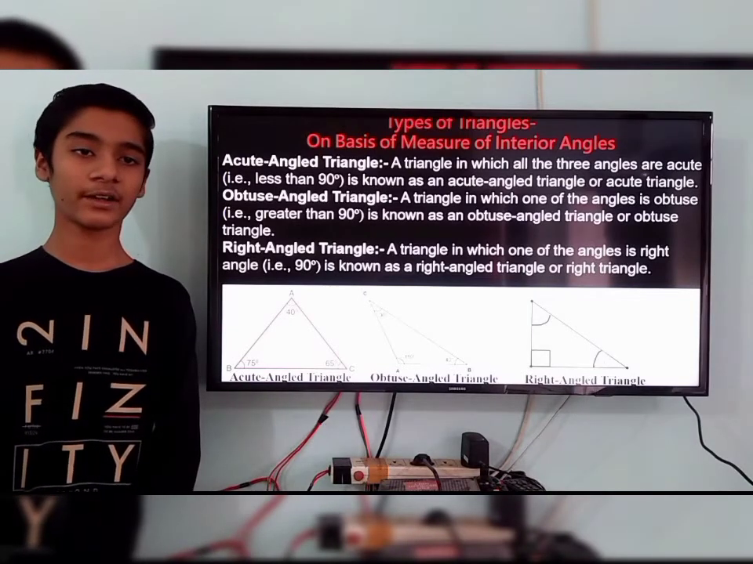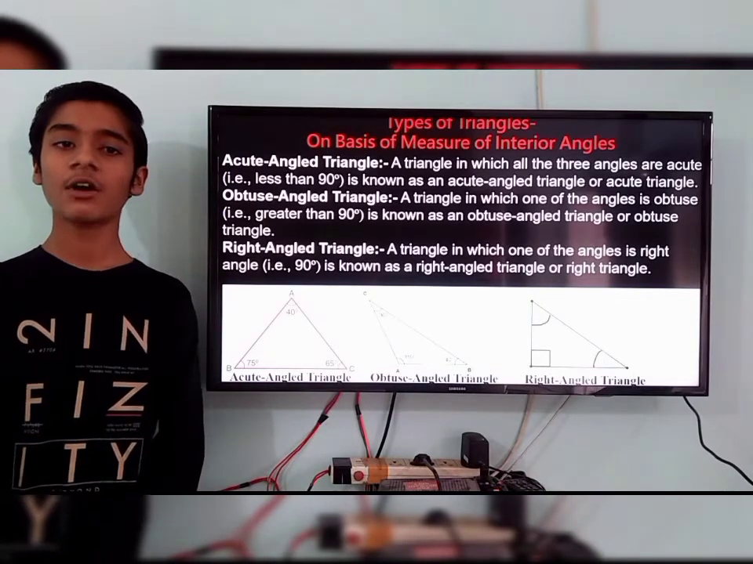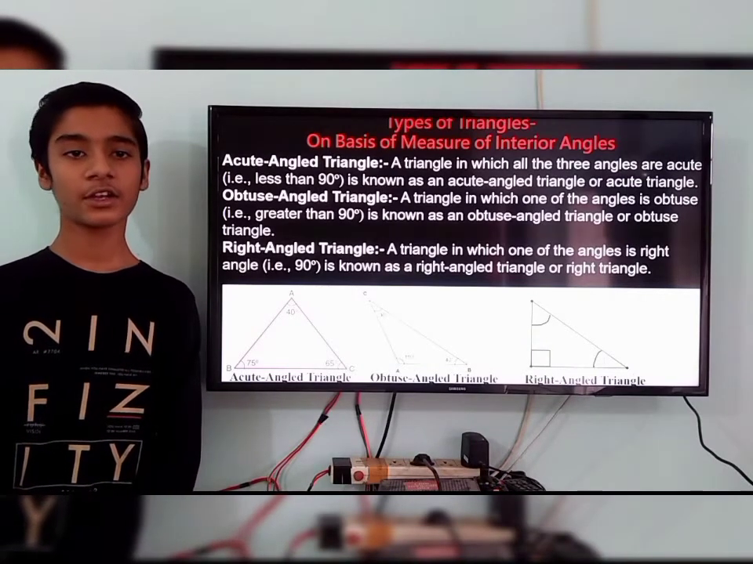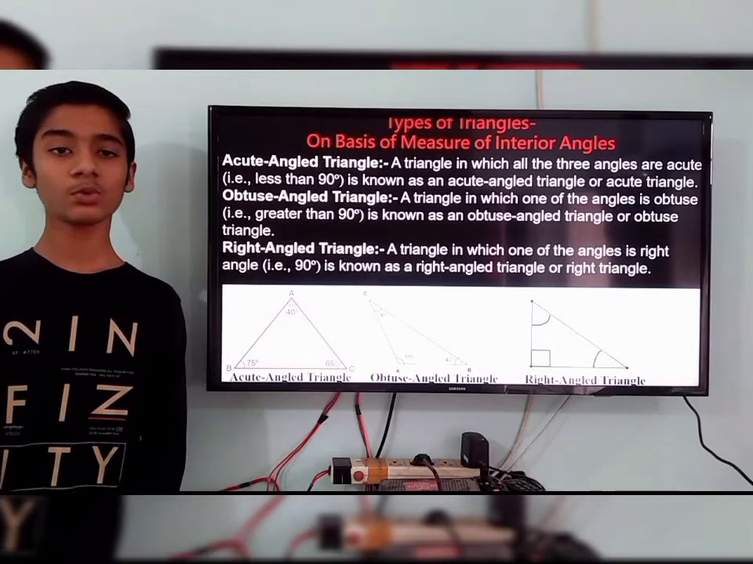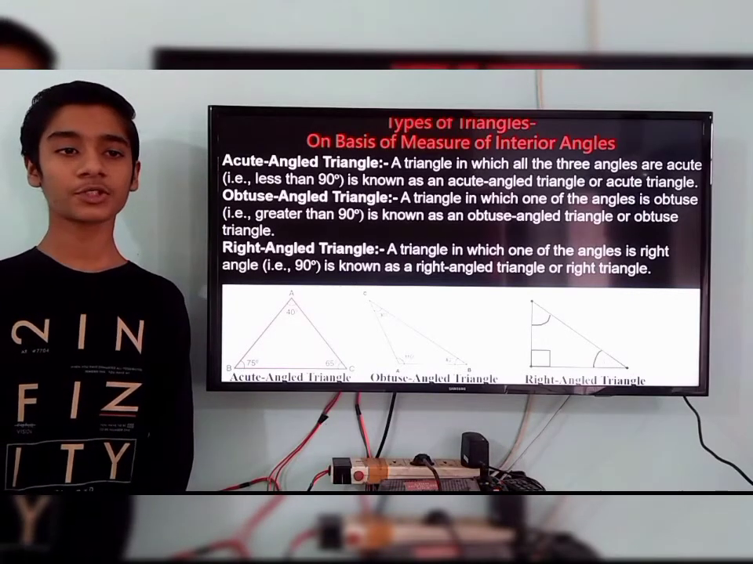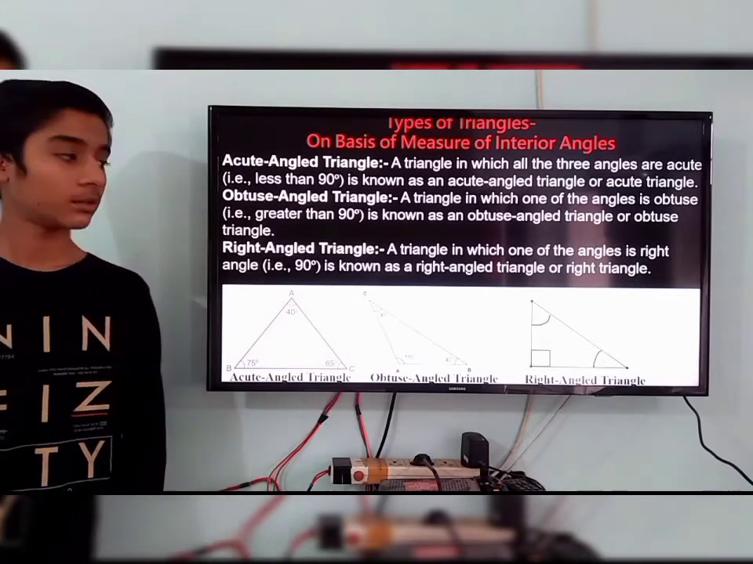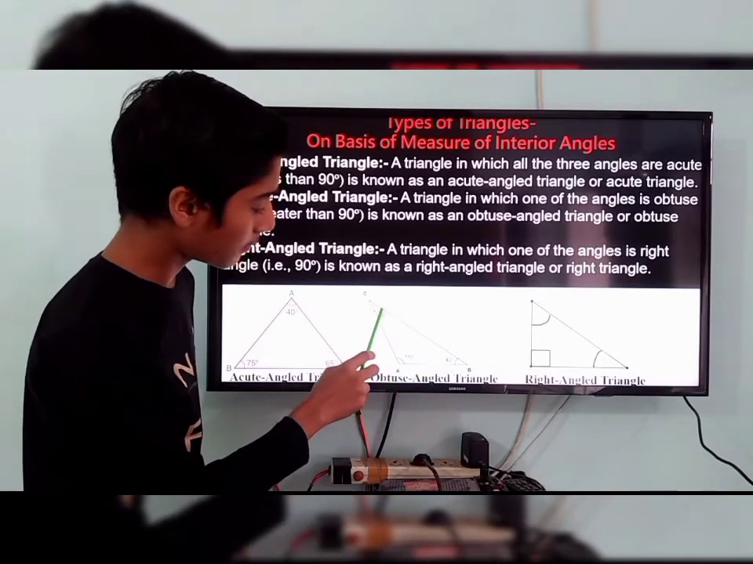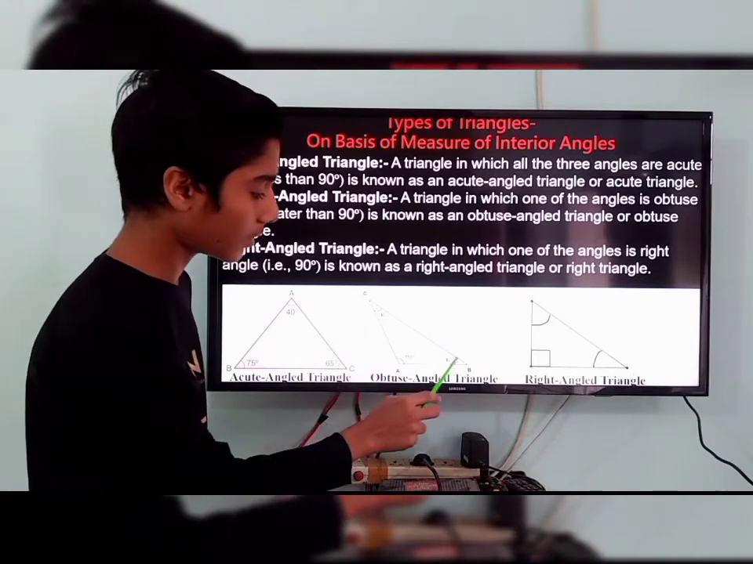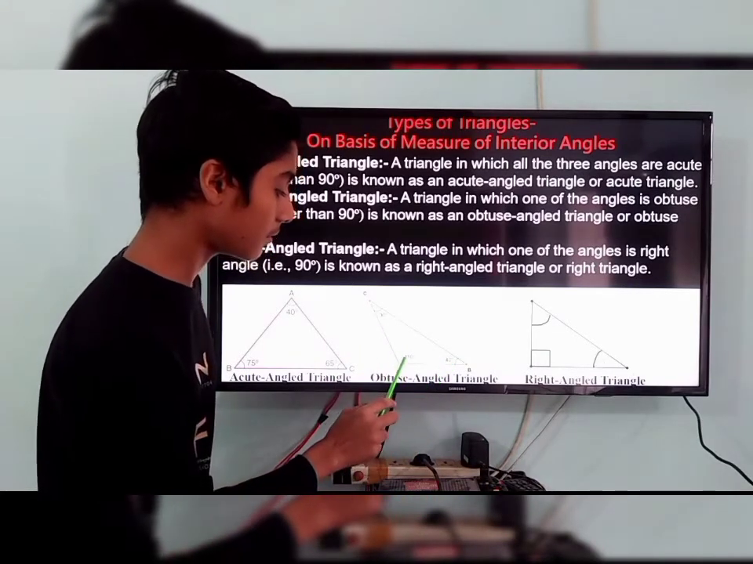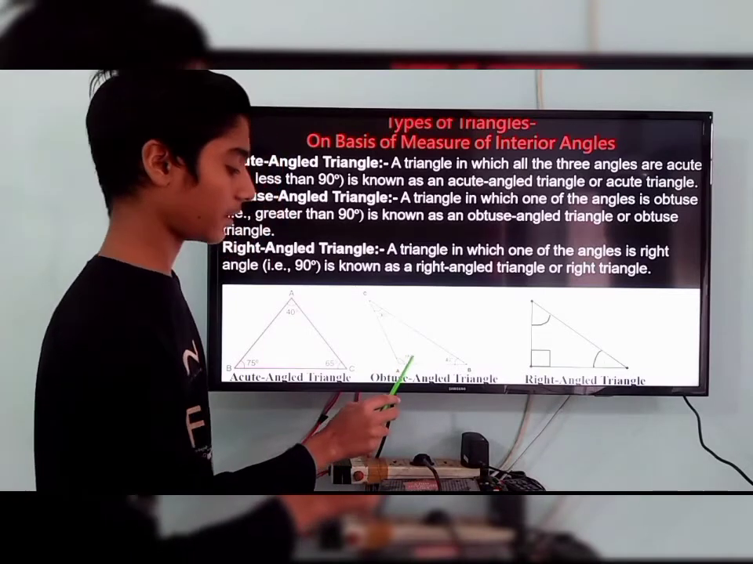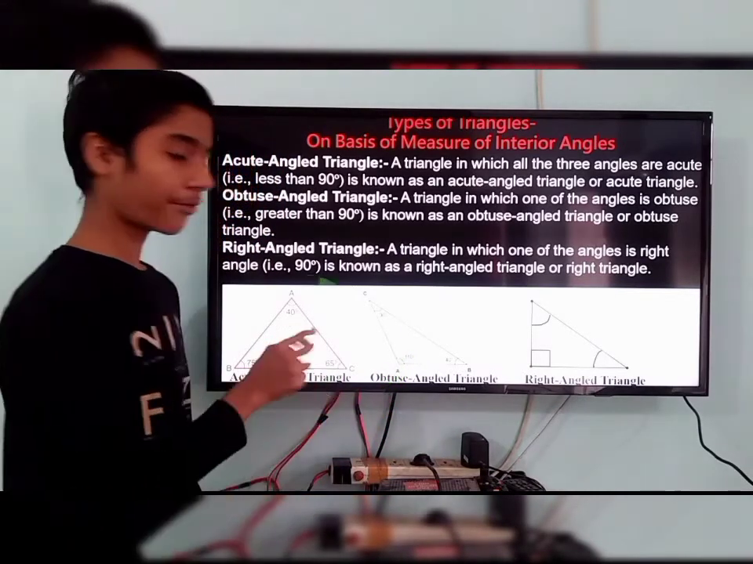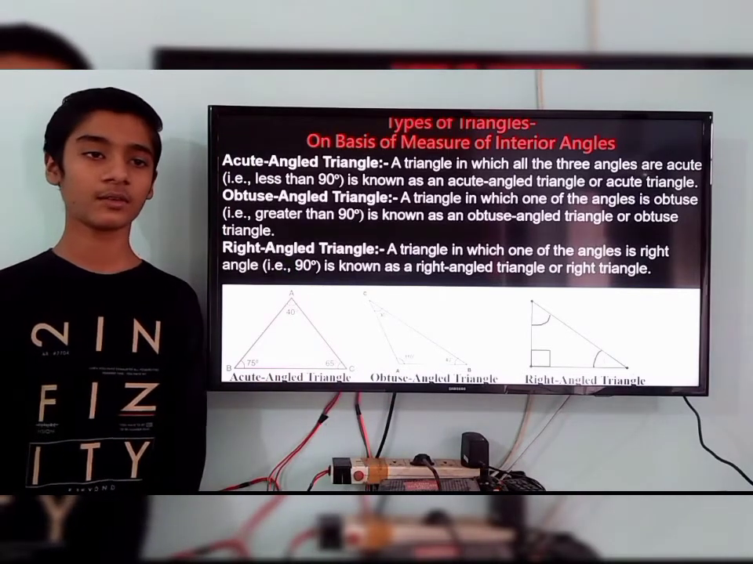Now, obtuse angle triangle. A triangle in which one of the angles is obtuse, that is greater than 90 degrees, is known as an obtuse angle triangle or obtuse triangle. This is a figure of an obtuse angle triangle. Here, one angle is 30 degrees, one is 40 degrees, and the other is 110 degrees. One angle is greater than 90 degrees, therefore it is called an obtuse angle triangle.